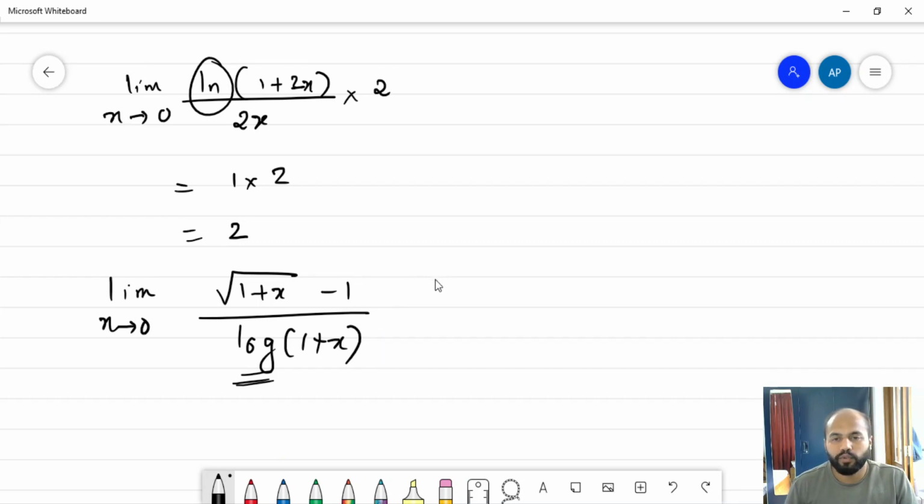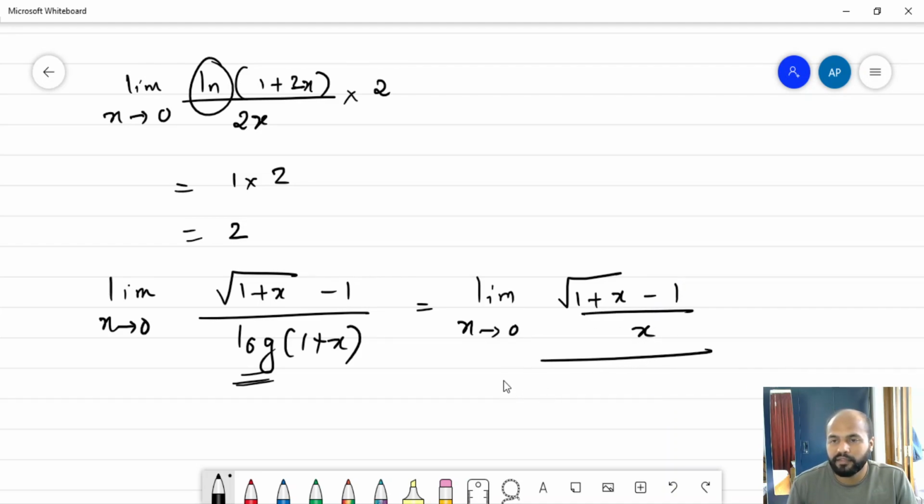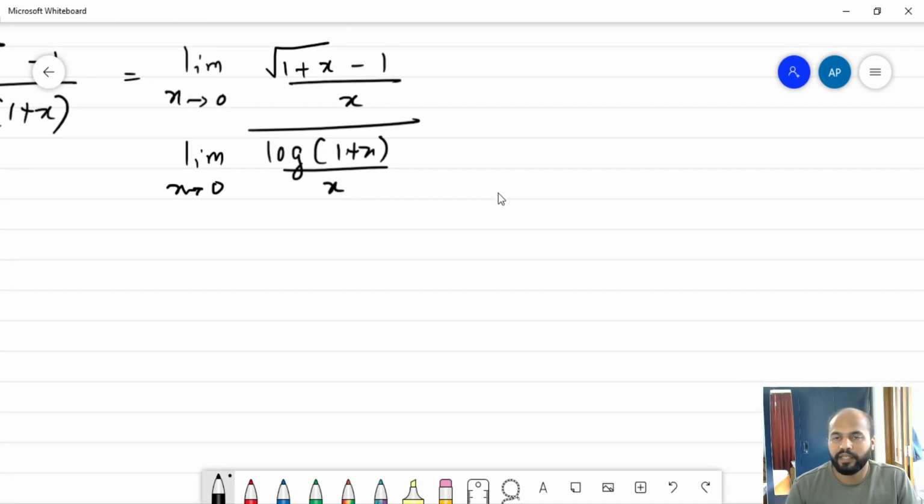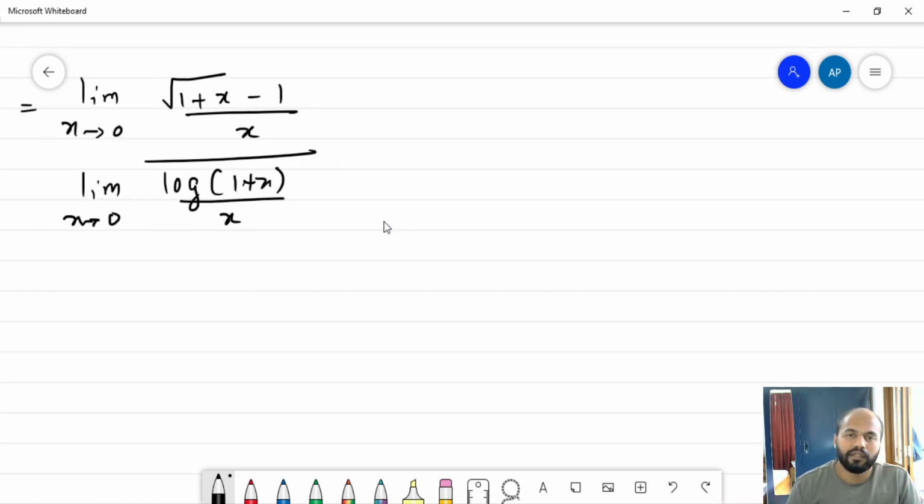Now what do we actually do over here? Let us see what we can do. All that I'm going to do is divide the numerator and denominator both by x. So this is going to be one limit, and the other limit is going to be log of 1 plus x by x. Now once this is given to us, we can comfortably evaluate this limit. Let's see what is the way out.